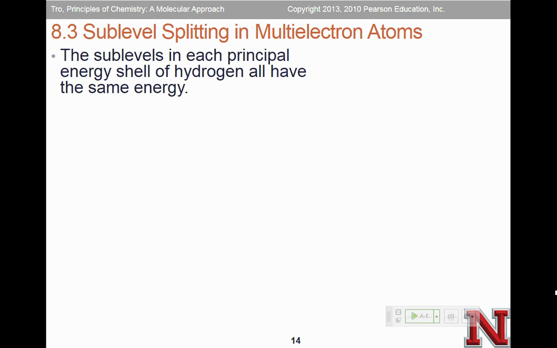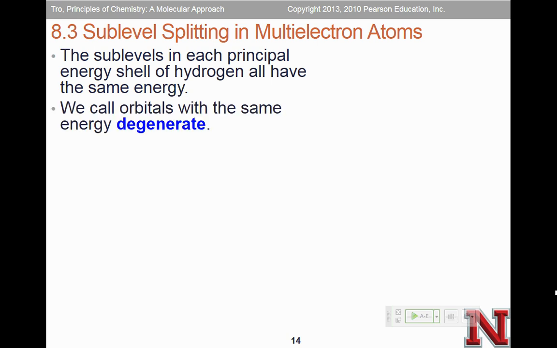The sublevels in each principal energy shell in hydrogen all have the same energy, because hydrogen only has that 1s orbital. We call orbitals that have the same energy degenerate, and that's a term that you need to remember because you're going to hear it a lot. So all 3 p orbitals of our p subshell are going to have the same energy. So we call them degenerate orbitals. But our 1s subshell never has the same energy as our 2p subshell. So those are not degenerate. Those have 2 different energy levels.